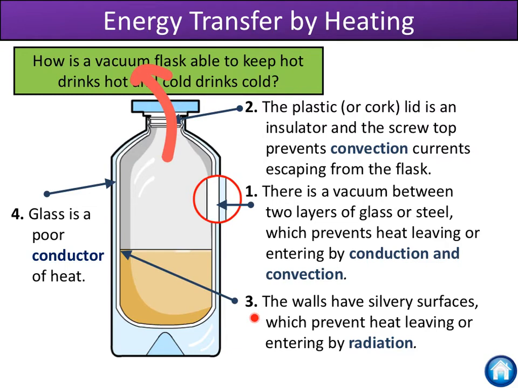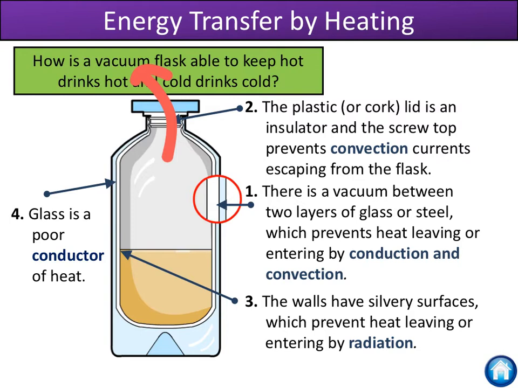The third method is that the walls have silvery surfaces around the inside of the vacuum flask, and that will prevent heat loss through radiation, because as we've looked at already, silvery surfaces reflect infrared radiation, and therefore that radiation stays inside the vacuum flask, helping the drink to stay warm.